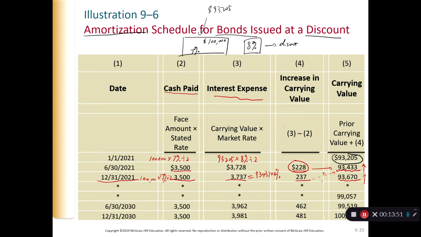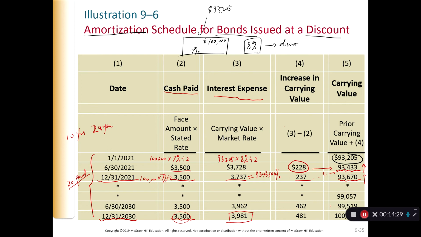93,670. Okay, and this goes on for 20 periods, because you borrowed for 10 years and you pay twice a year, right? So you're calculating this table 20 times, until December 31st, 2030, the end of the loan. And then you will find that your interest cash payment is still $3,500, and your interest expense is really high, right? The last interest expense is the highest of all.